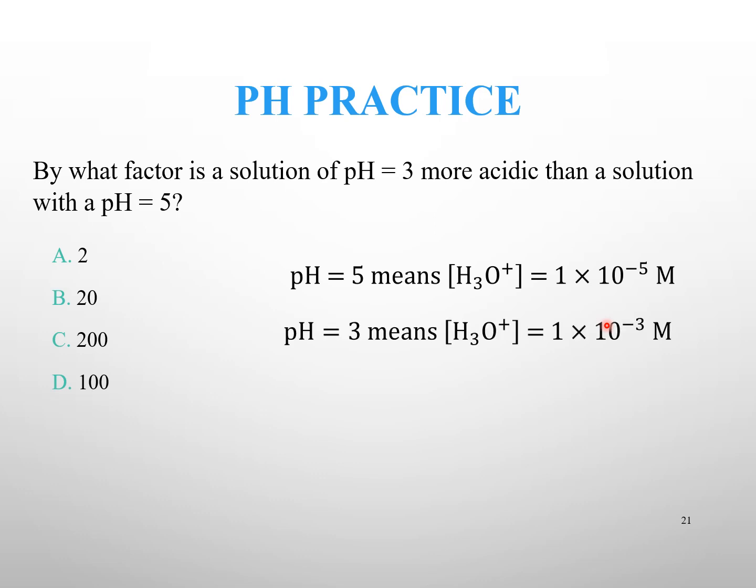And if you take a look at the formula, you can see that the hydrogen ion or hydronium ion concentration at pH 5 is 1 times 10 to the minus 5. When it's pH 3, you have 1 times 10 to the minus 3. And obviously the difference here is 100 times. pH 3 has 100 times more hydronium ion than pH 5.